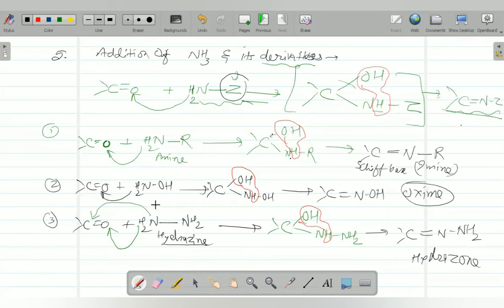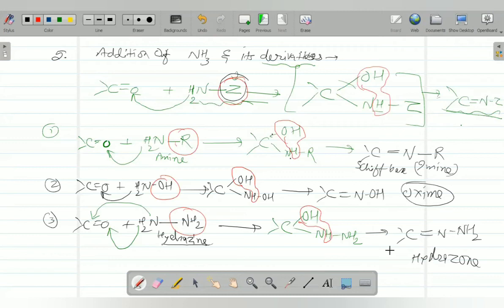So what do you have to understand? You have to understand this value of Z keeps changing everywhere. Here we took R, here we took OH, here we took NH2. The rest is the same everywhere, and this water loss and formation of the double bond is important. So this is the first reaction, the nucleophilic addition reactions of aldehyde and ketone.